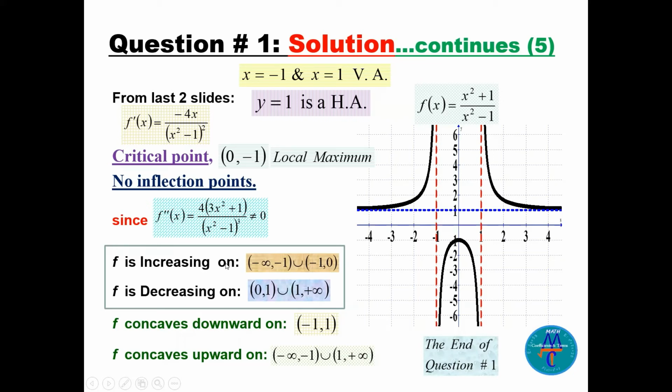F increases from minus infinity to -1. At -1, there is a discontinuity here. Union -1 to 0, the function is also increasing like this. The function is decreasing from 0 to 1, this part, union 1 to infinity. Concaves up, concaves down, we have mentioned that.